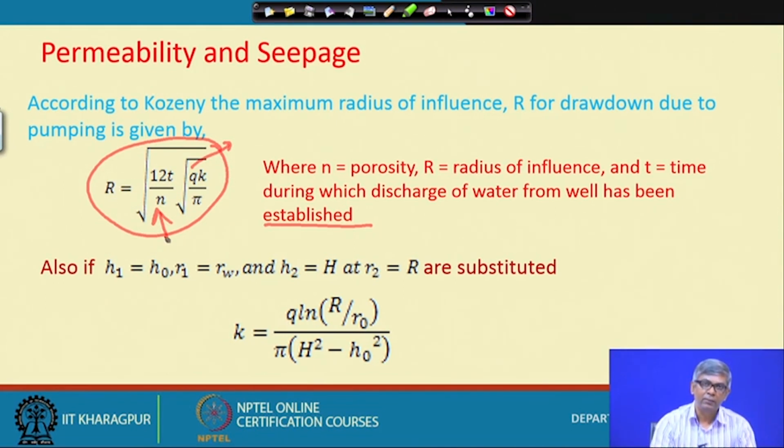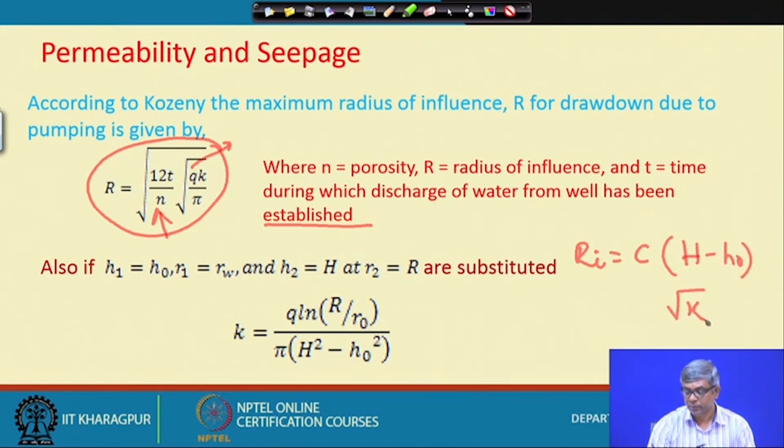There are many other empirical equations also. For example, one equation is R i equal to C into (H minus H naught) into the square root of k.